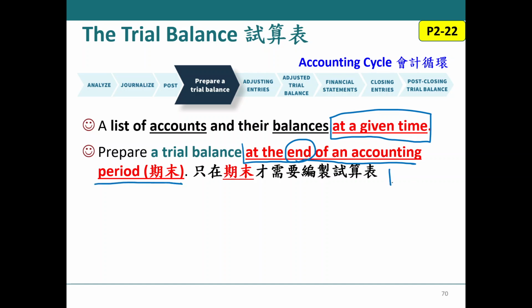So it's like the last day of each month, usually each month, or each quarter, or each year. Okay? So after each month, we do a double check.